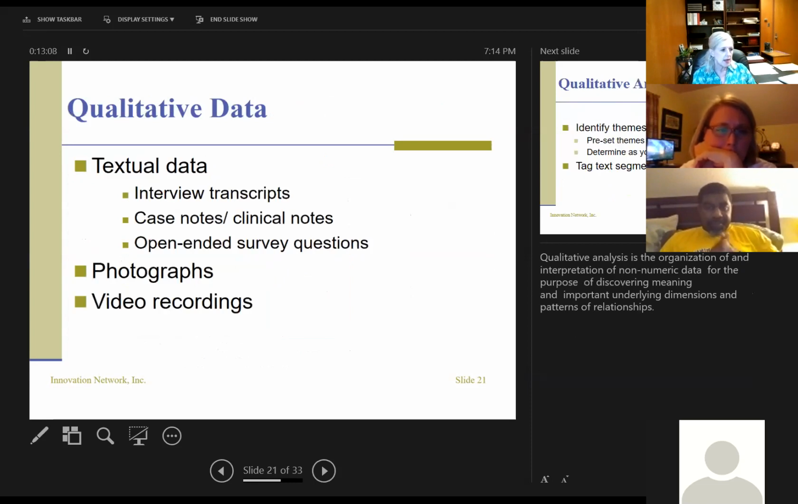So with qualitative data, like I said, we're looking at transcripts, notes, surveys, photographs, videos, kind of what many of us would call more anecdotal evidence. It's not something that is necessarily going to be quantitative. Now you can take qualitative data and make it quantitative data, if you choose to, okay?